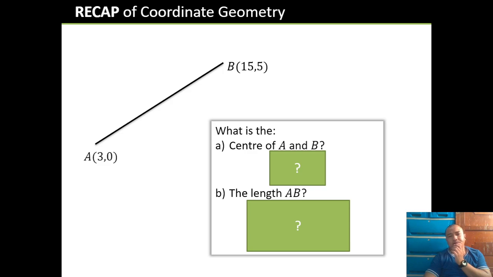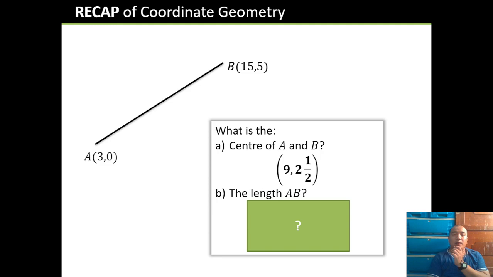Let's start here. Recap of quarter 3 analytic geometry. What is the center of AB? To find the center, all you have to do is get the midpoint of the segment AB. We can solve it orally. The answer is 15 plus 3 divided by 2, which is 18 over 2, 9. So 9, 5 halves is the center, or 9, 2 and a half.